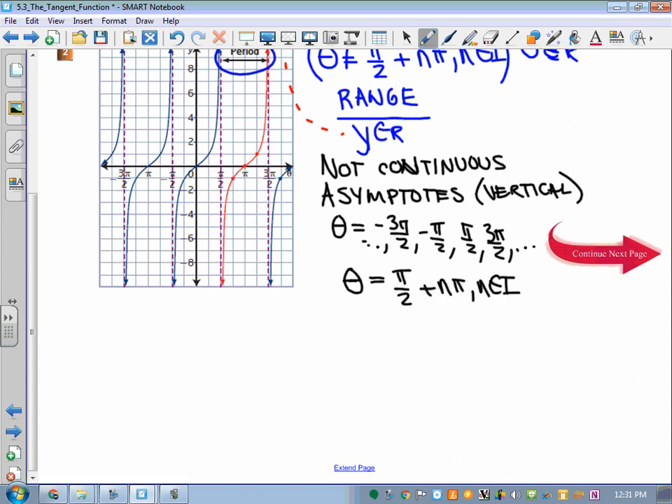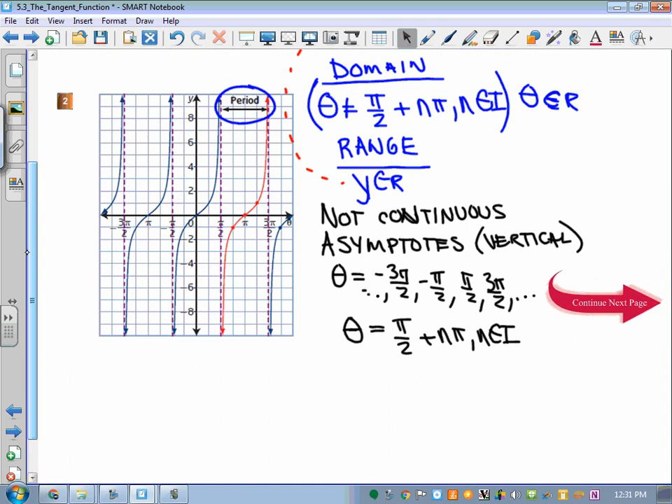And I'm hoping you can recognize the connection between our domain and our vertical asymptotes. Anywhere there's a vertical asymptote, the function can't have that angle. So there's a very, very implicit or linked relationship between those two things.